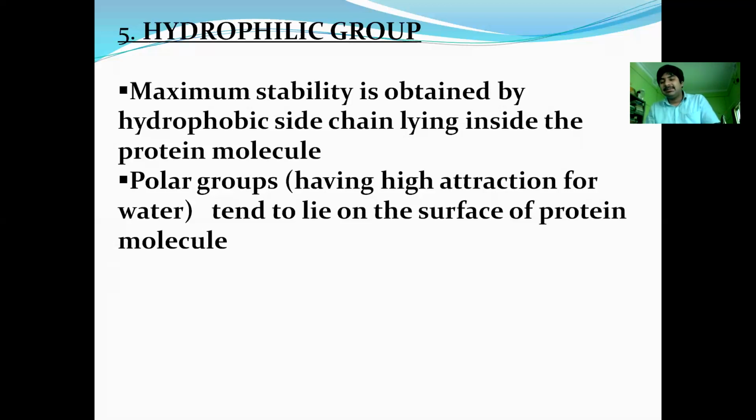So when is maximum stability obtained? Maximum stability is obtained when hydrophobic side chain lies within the protein molecule.